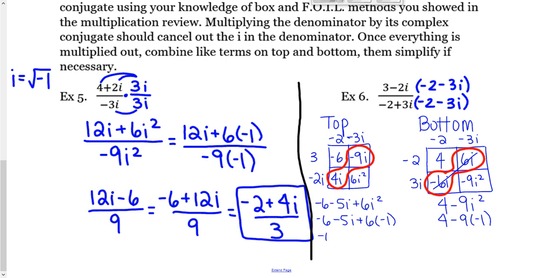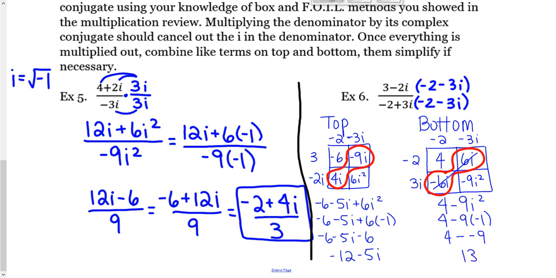I've got negative 6 minus 5i minus 6, and 4 minus negative 9. Negative 6 minus 6 is negative 12, minus 5i. 4 minus negative 9 is really 4 plus 9, which is 13.